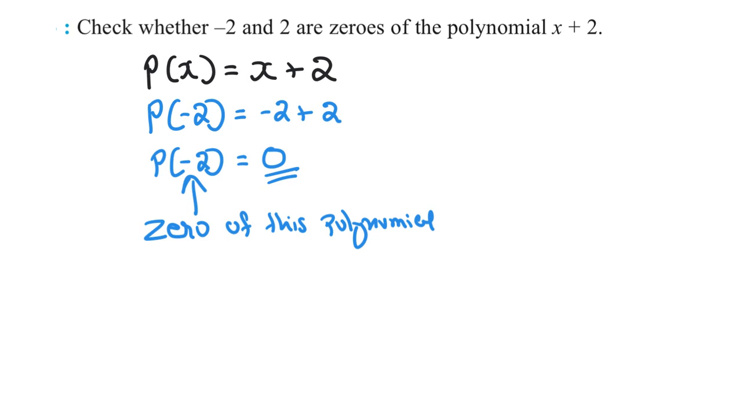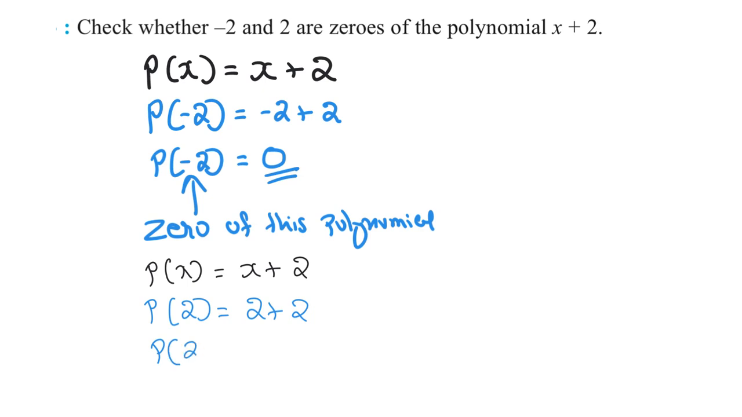Okay, now let's check for P of x is equal to x plus 2 for the value of 2. So let's look at this. P of 2 is equal to 2 plus 2. P of 2 is equal to 4. Is the value of the polynomial 0 when x is 2? No. So 2 cannot be called the zero of the polynomial. So only -2 is the zero of the polynomial, or it is also called the root of the polynomial.